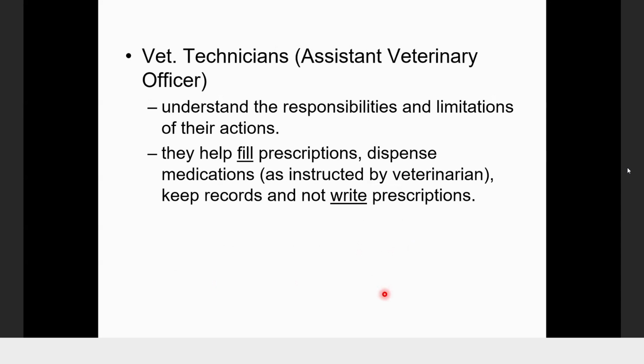So the AVO means the person has got a diploma in animal science. So he or she can dispense as instructed by the veterinarian. But the prescription must be written by a vet. So these AVOs, they keep records, but they do not write prescriptions. But sometimes they write, when the doctor is looking at the patient, they will say, okay, forgot to record this.